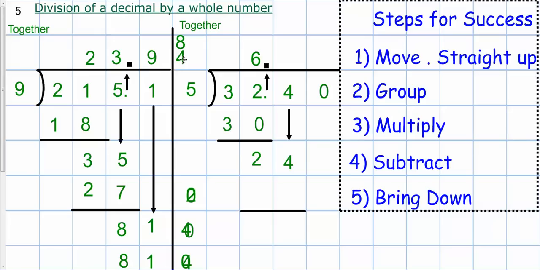After that, I group. How many groups of 5 fit into 24? Just 4. 4 times 5 is 20. I subtract. I get 4. Now, with a decimal, I can't stop there, because this is what the problem looked like on your paper. With decimals, I have to keep going until it comes out even, or it repeats, or I figure out it never ends.